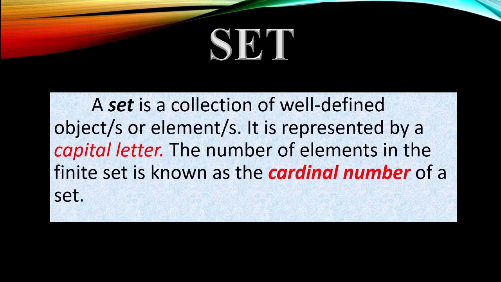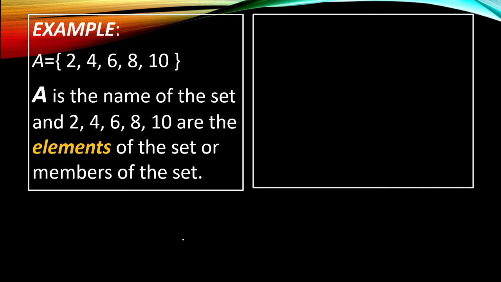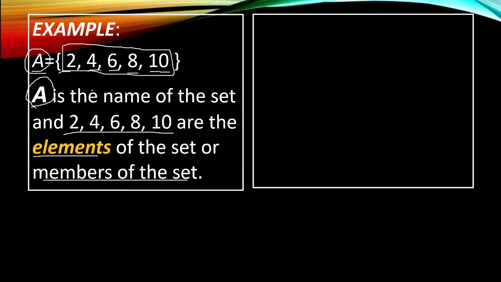A set is a collection of well-defined objects or elements. It is represented by a capital letter. The number of elements in a finite set is known as the cardinal number of a set. For example, set A has elements 2, 4, 6, 8, 10. So A is the name of the set and 2, 4, 6, 8, 10 are called the elements of set A.